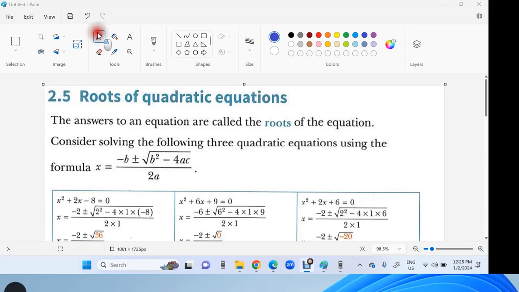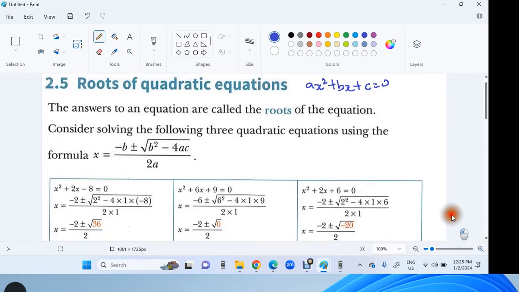Okay, we look at 2.5, root of quadratic equation. So we have the quadratic equation ax squared plus bx plus c equal to 0. When we solve the equation, we will get x equal to x1, x equal to x2, and that one is the root.